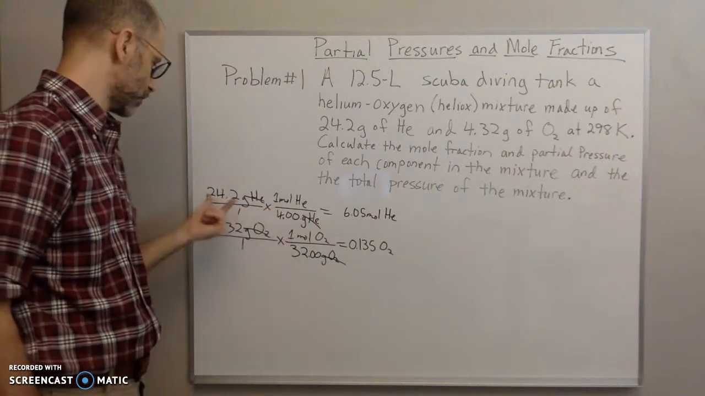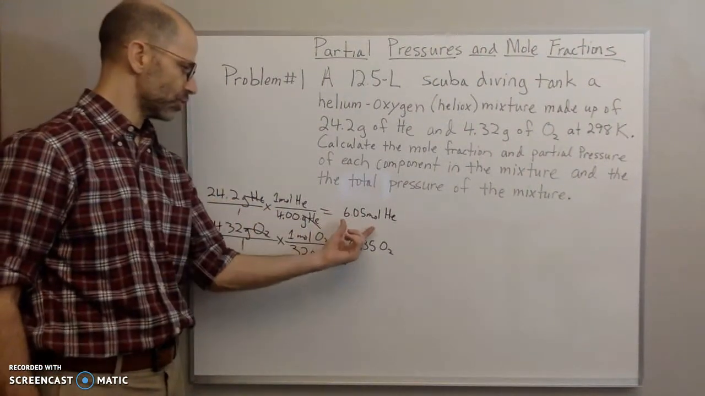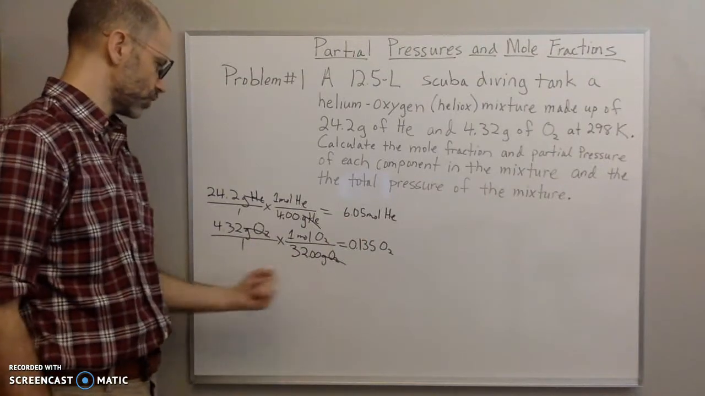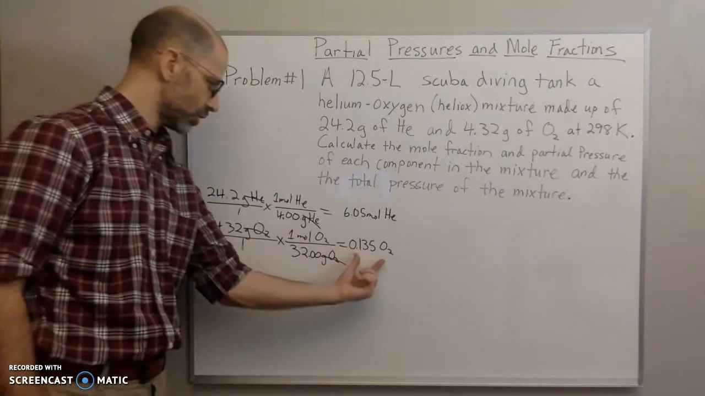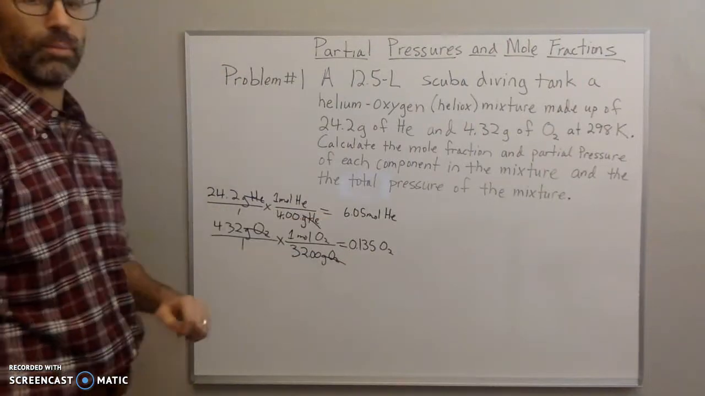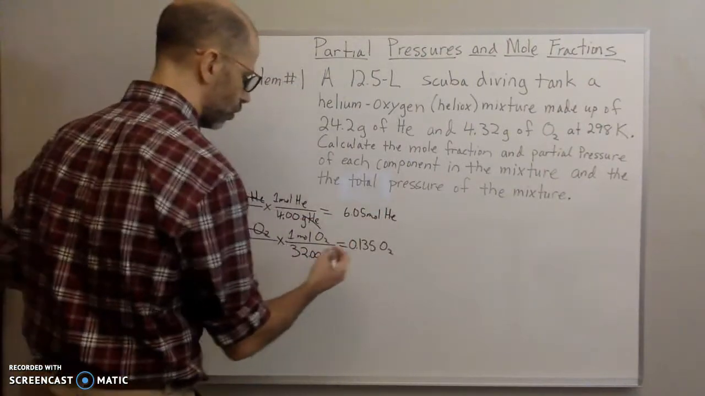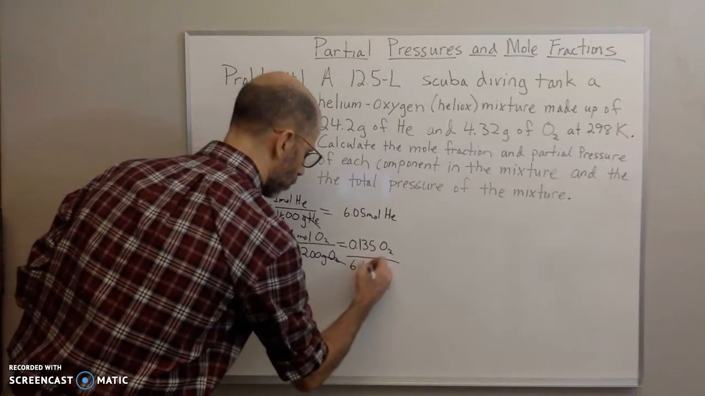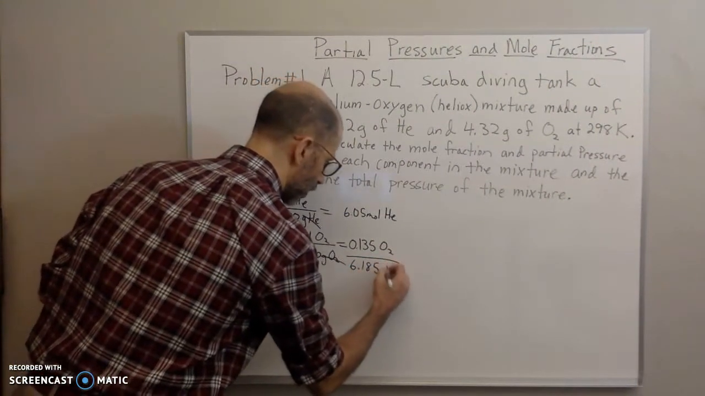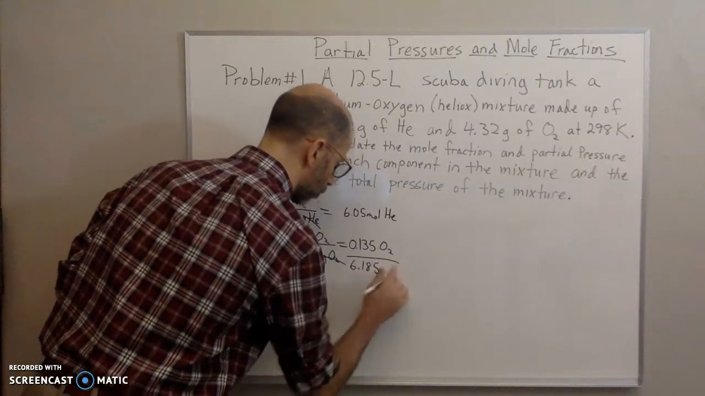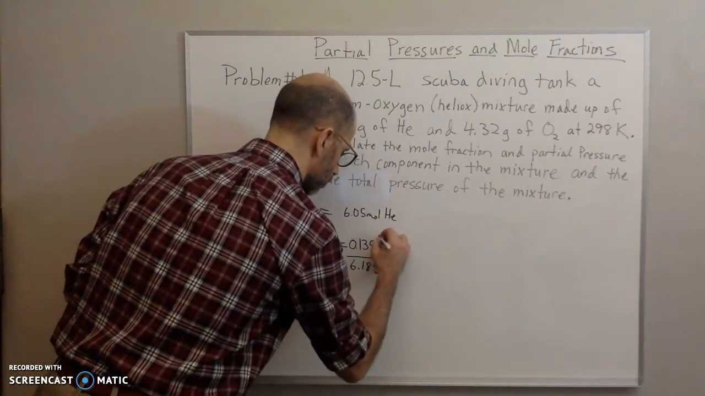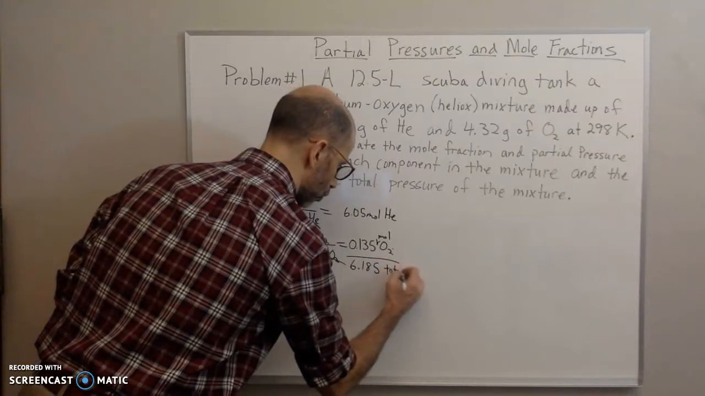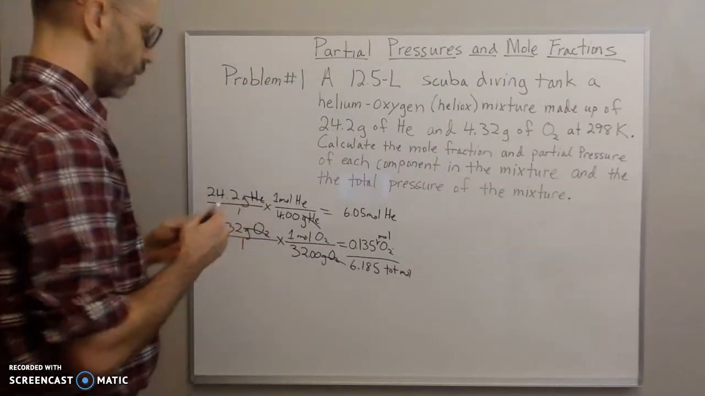You'll notice that we have to watch our sig figs. This is 3 sig figs, and this is 3 sig figs. Our answer should have the least number of sig figs, which is 3. Here we have 3 sig figs and 4 sig figs. The least number is 3, so that's good. So now we have the moles. We just need the total moles, so we add these together, and we get 6.185 total moles.